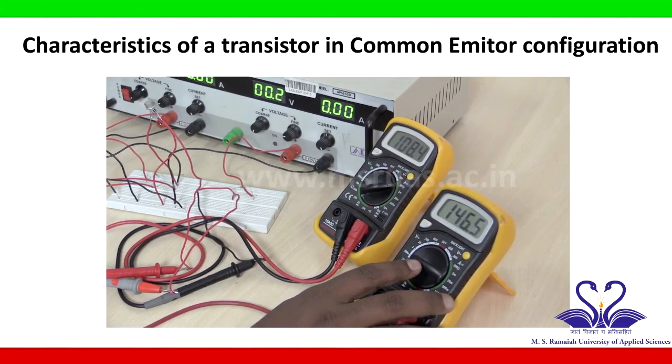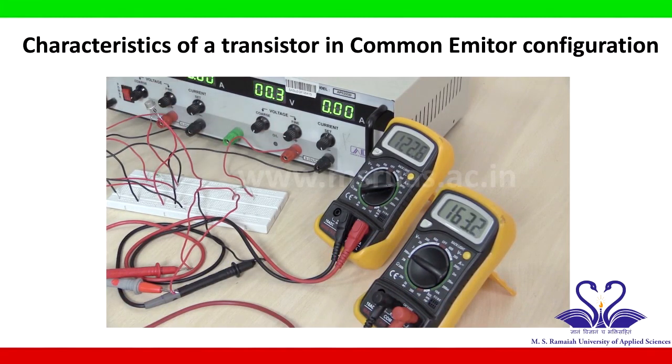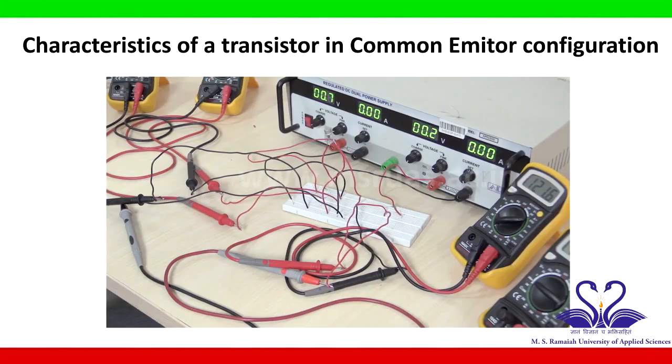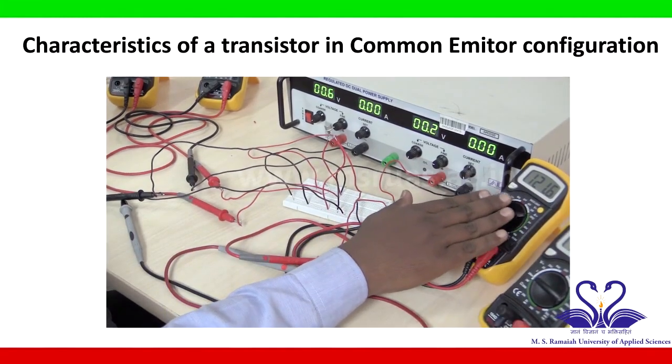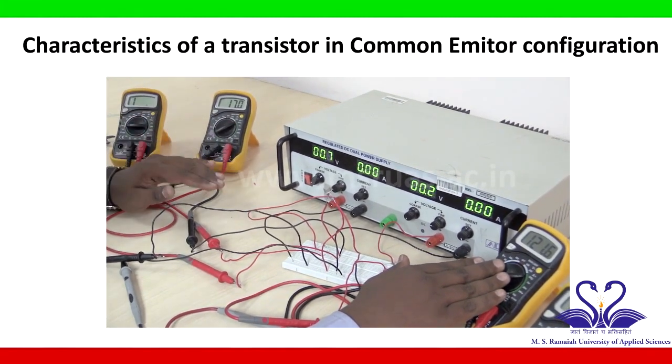Note down these readings in a tabular column and continue this variation of VCC, that is vary in terms of 0.1 up to 1 volt. After 1 volt, vary in terms of 0.5 up to 6 volt. Note down the corresponding IC and VC in a tabular column. Once we have taken all readings for IB equals 20 microamps, next we have to repeat the same process with IB equals 40 microamps.